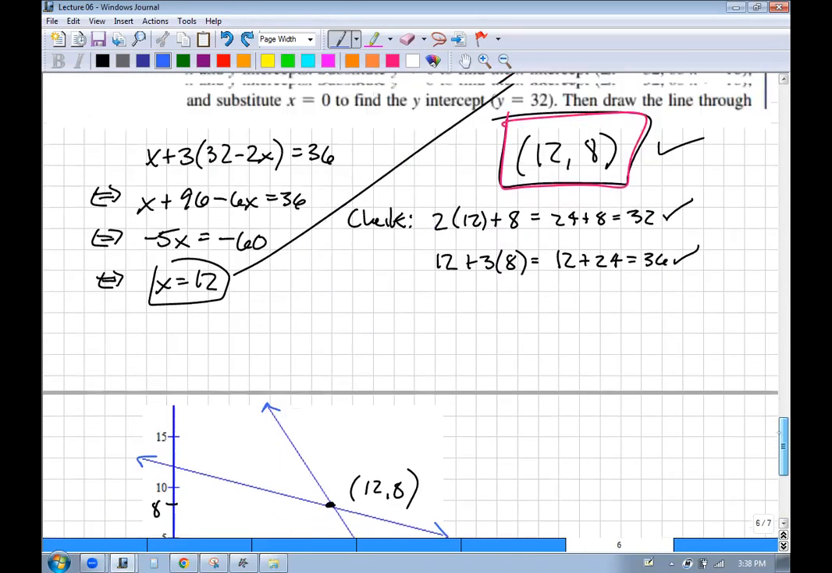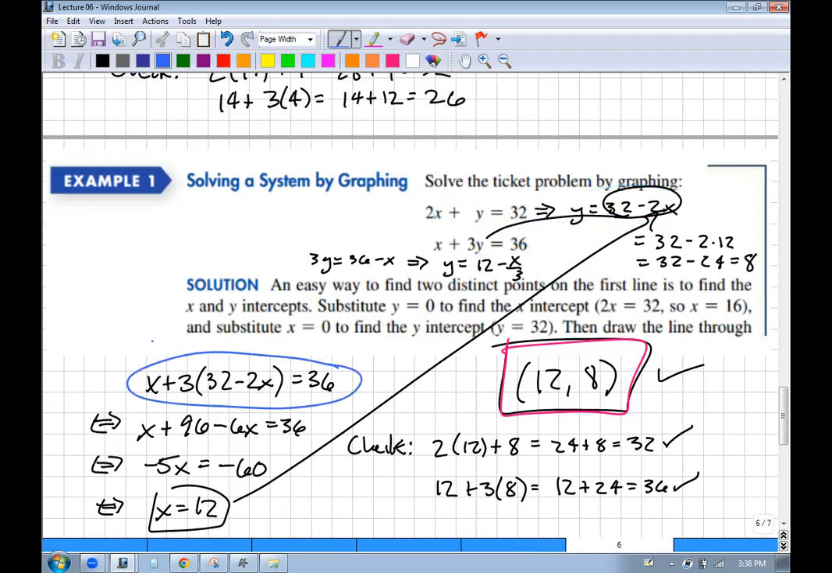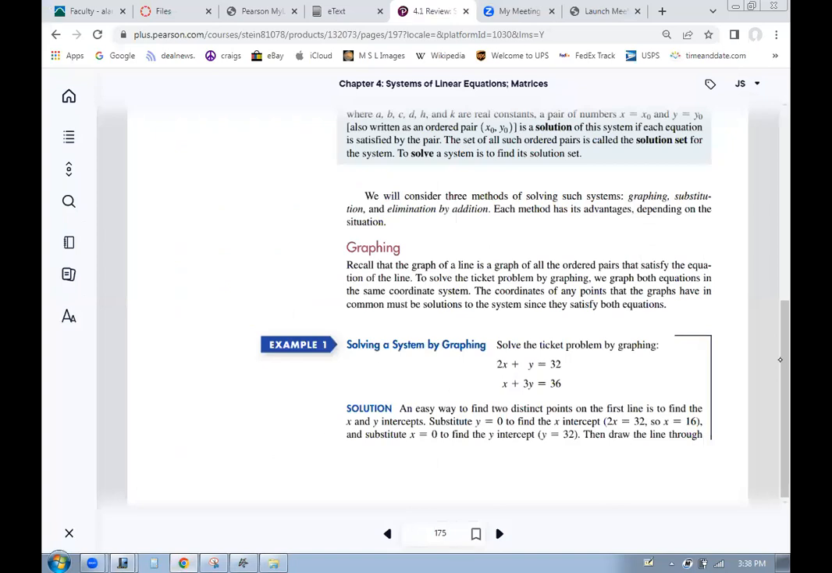Okay, so that's using substitution. I found out what y is in terms of x, and then I replaced the y with an expression with x. That way, I had a new equation that only has x's in it. There are no y's. And then I could solve for x. Once I know what x is, I plug it in, and I know what y is. Okay. So substitution, that's easy.